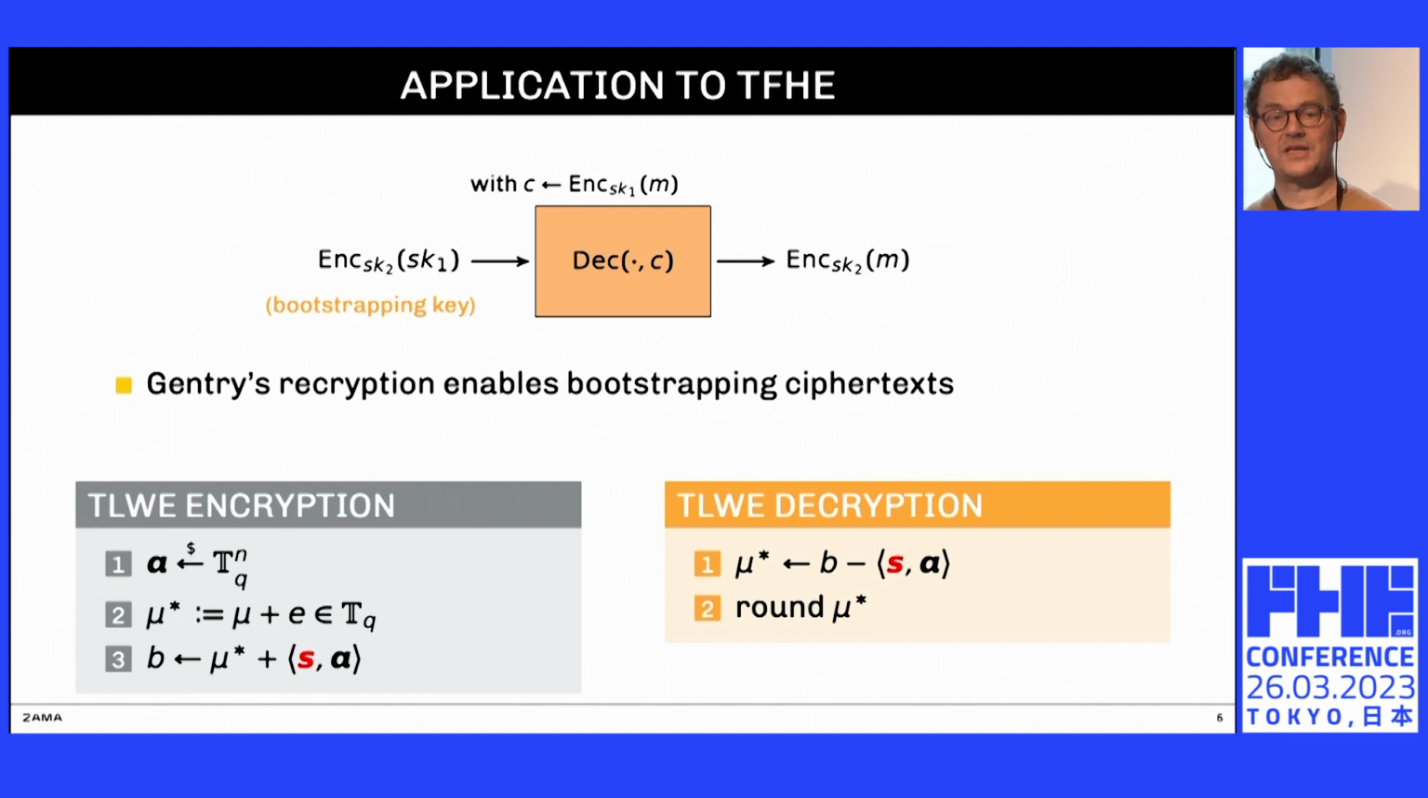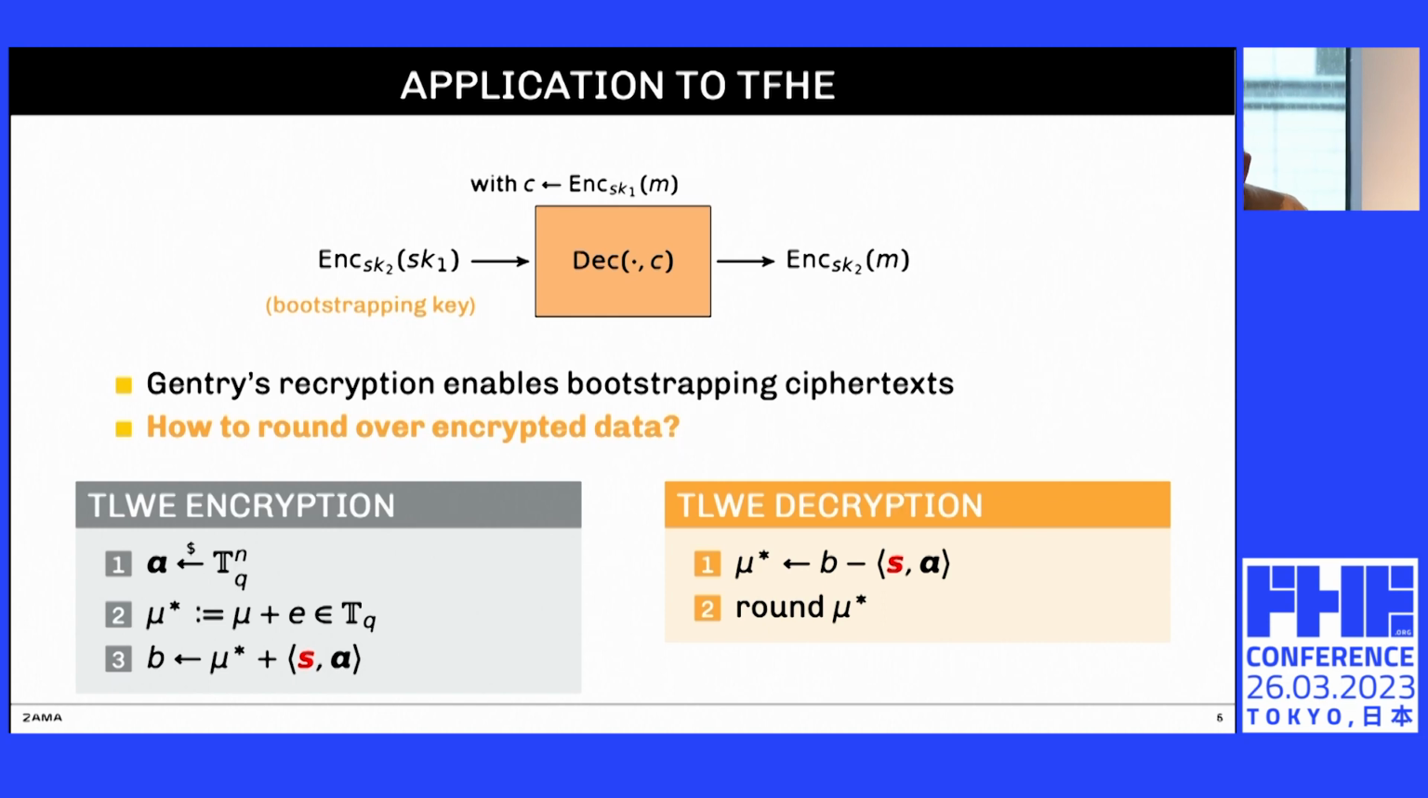Remember that in Gentry's idea, the idea was to evaluate the decryption algorithm over encrypted data. So in this case, it means that you have to evaluate those two operations. The first one, as you can see, is a linear operation, so that's fairly easy to do. The first one is easy. What is tricky is the second one: how can you round over encrypted data?